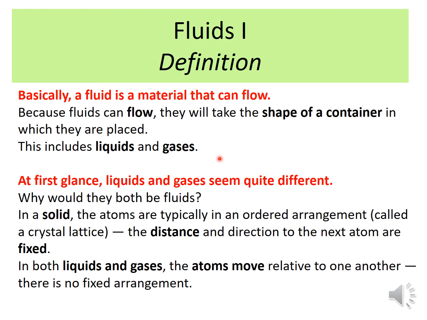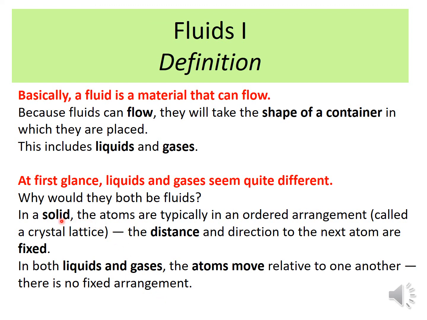So first of all, we have to define what a fluid is. A fluid is basically material that can flow, and it can take the shape of the container it is in. So this includes both liquids and gases. And at first glance, a liquid and a gas look different. However, they are basically very similar because both in liquids and gases, the atoms move relative to each other and there is no fixed arrangement between the individual atoms.